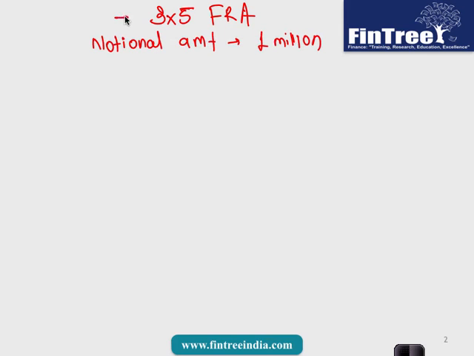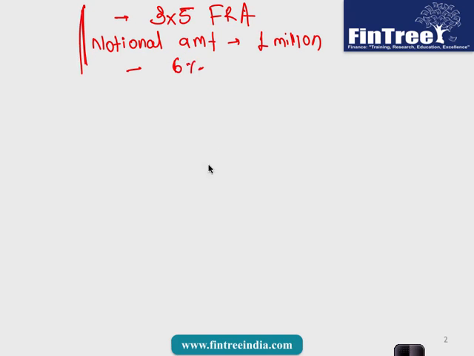So for FRA, there is a big formula available in your notes. But good news for you is you don't have to use that formula. You just have to use some simple logic. So let us say we are looking at a 3 by 5 FRA. It has a notional amount of 1 million and contract rate is 6%.